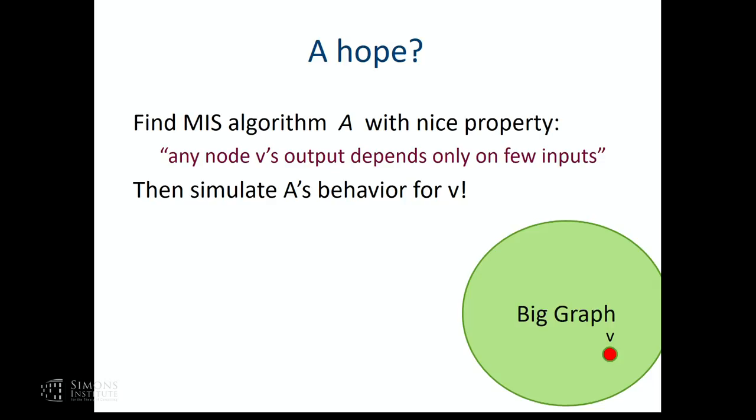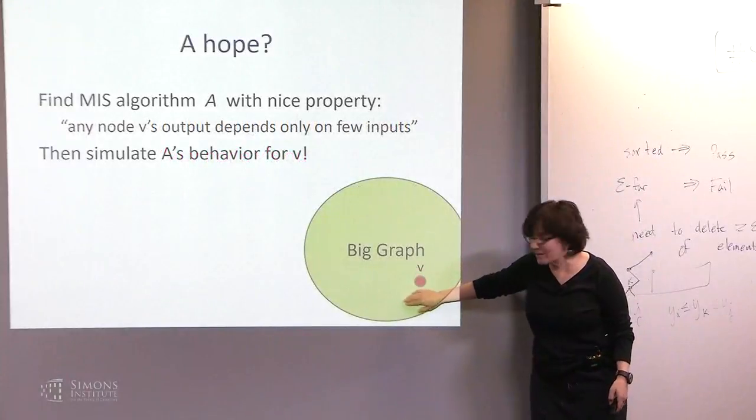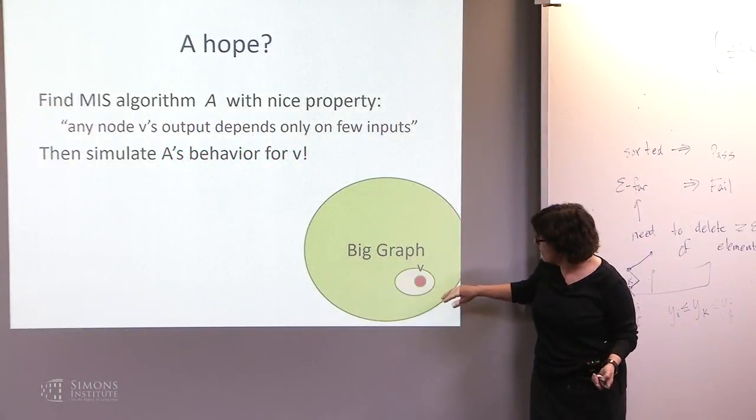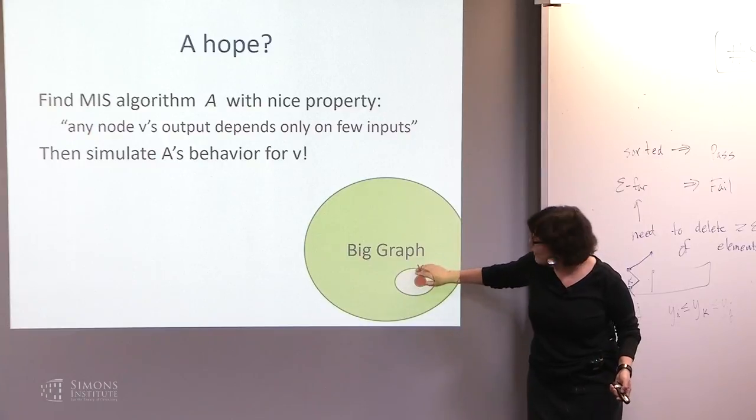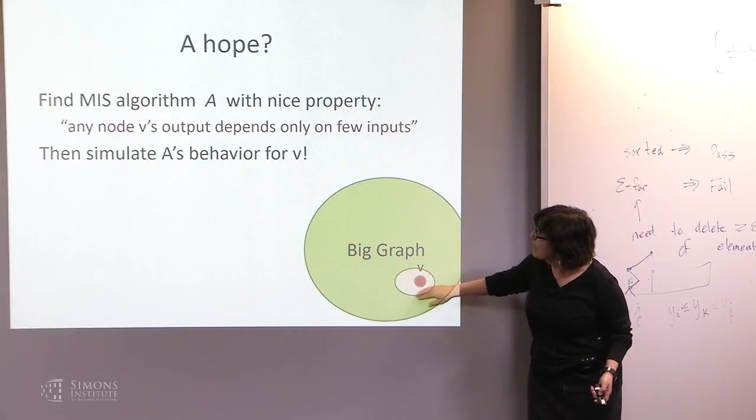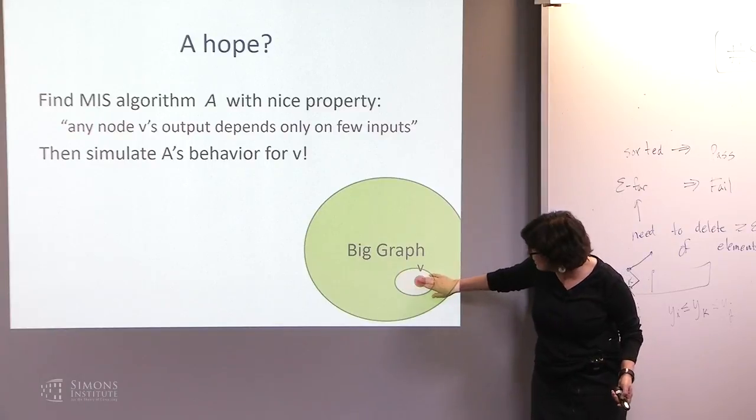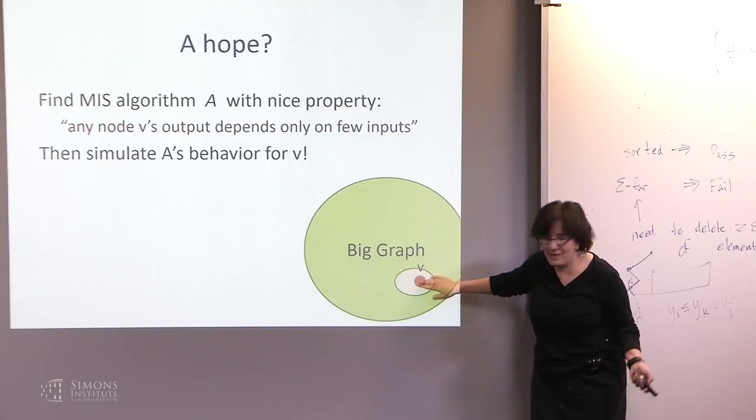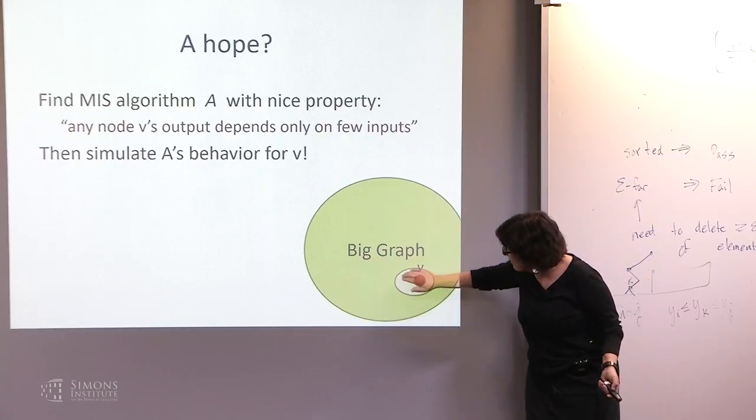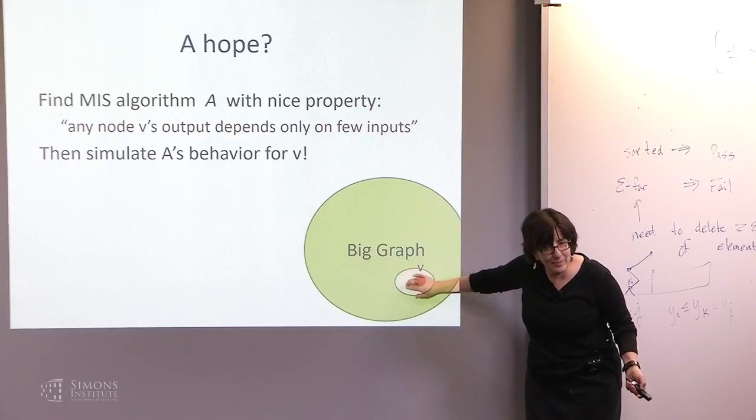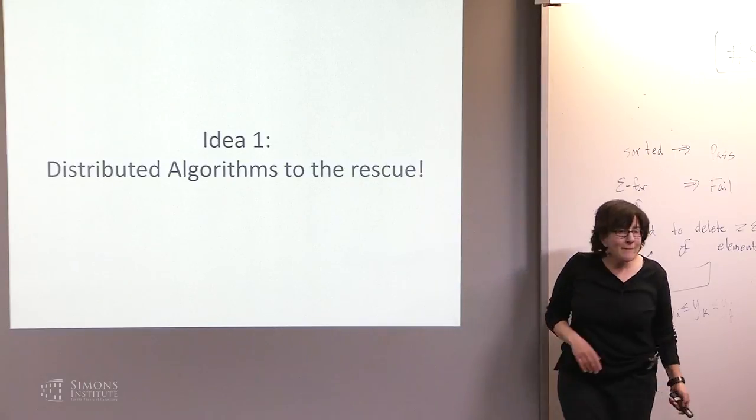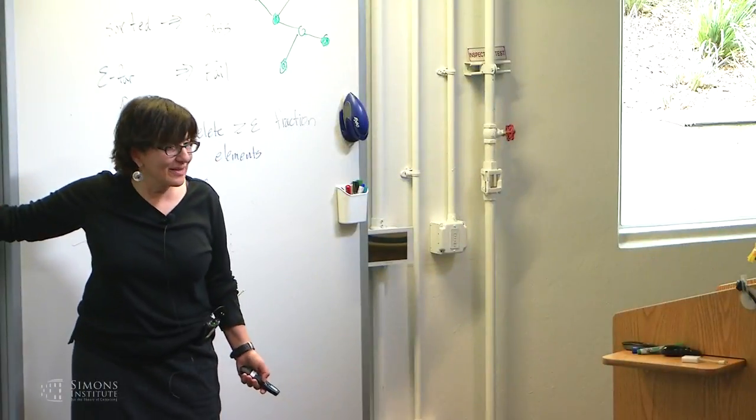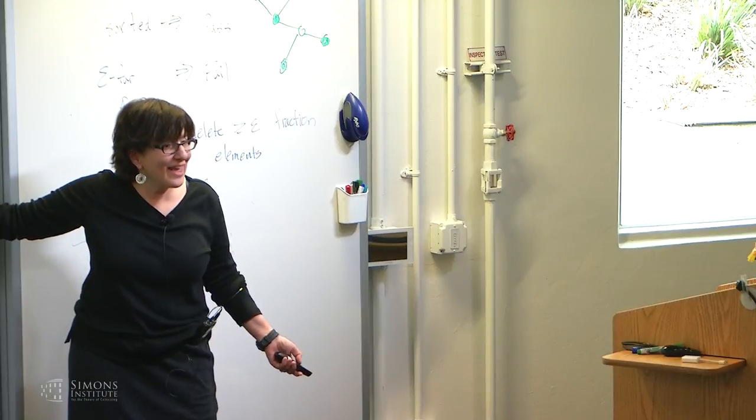So how do we design these good LCAs? What we want to do is find a maximal independent set algorithm with a nice property: any node V has an output that depends only on a few of the inputs, some kind of local area. If we can find this, then we could just figure out what A would have done for V. If the answer only depended on a few other inputs, then I can just query those inputs and compute it by myself. I don't need to query everything. But this is like miracle algorithms, right? I've never heard of such a thing.